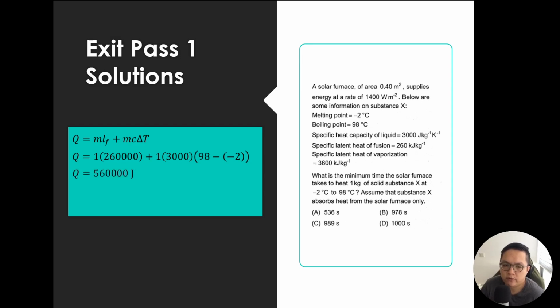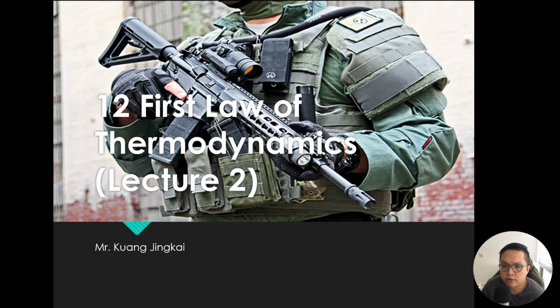Can you do the math? You get 560,000 joules. Then you divide, T equals Q over P, to find the timing. So P is intensity multiplied by cross-sectional area, surface area. So you get 1000 seconds. Okay, I think that's all for exit pass 1. We move on to the lecture proper.